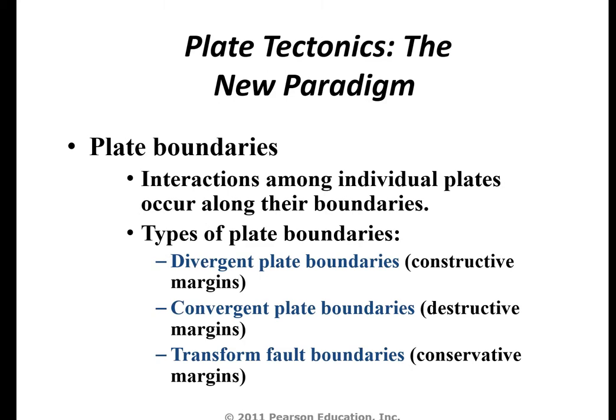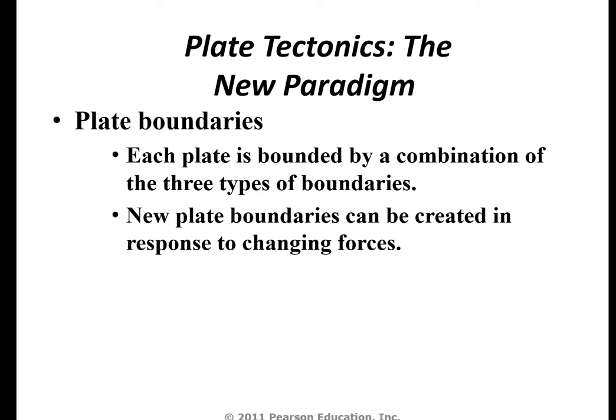So we have some plate boundaries we need to talk about, and this is very important here. So be sure to rewind this to the 6-minute 45-second mark if you need to. We know that interactions among individual plates occur at their boundaries. We have divergent plate boundaries, convergent plate boundaries, and transform fault boundaries. Each plate is bounded by a combination of the 3 types of boundaries. New plate boundaries can be created in response to changing forces.